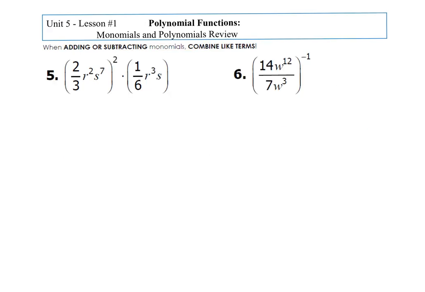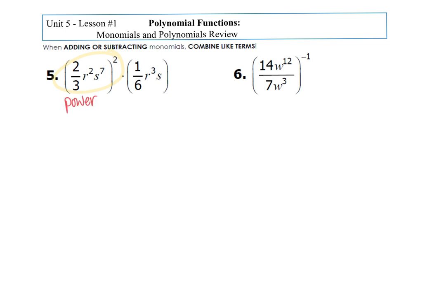All right, number 5. We're dealing with fractions, and that's okay because our calculators don't hate fractions, even if you do. Just use your calculator a little bit more. We have 2/3 r squared s to the 7th in parentheses, all being squared, and then times 1/6 r cubed s. So order of operations will tell us that we have to do anything with an outside power or exponent first, which would be this grouping right here. So that's the piece we have to do first, and that's going to be power rule.